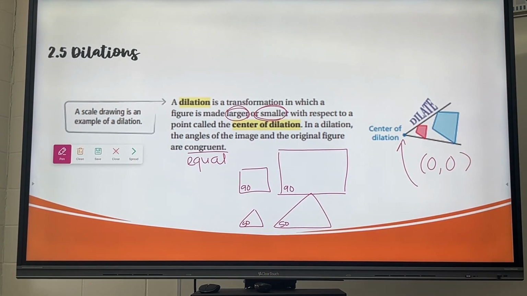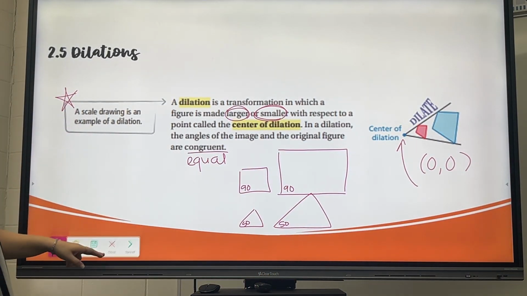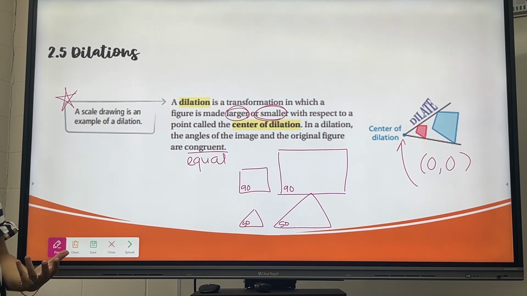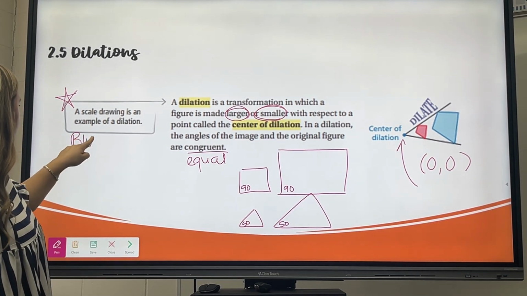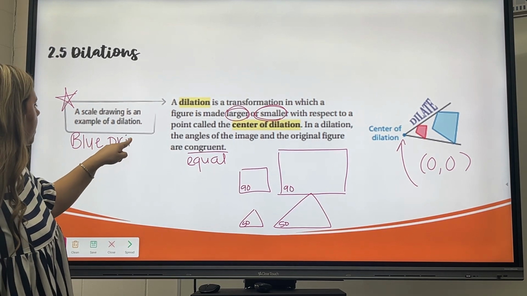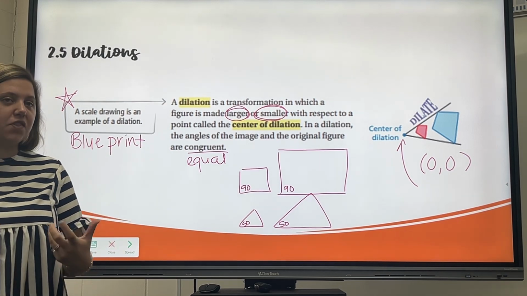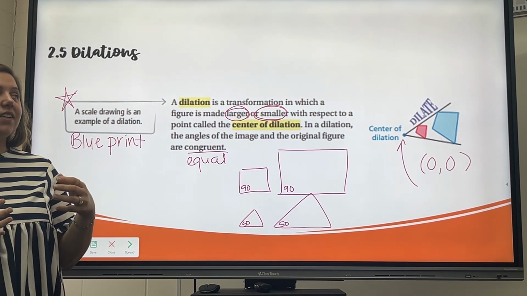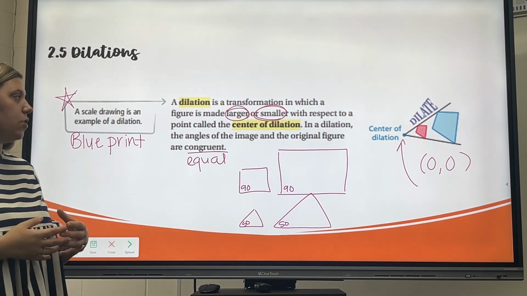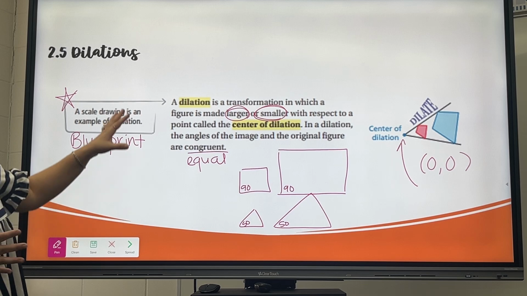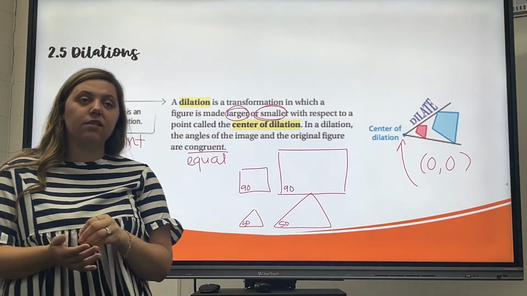One of the things that it mentions over here off to the side is that a scale drawing is an example of a dilation. So something that is relative to this is to think about a blueprint. A blueprint is a scale drawing of a house, a building, something that's going to be built, but it is not drawn in the actual scale of what is going to be built. I mean, could you imagine even just the blueprint of this? The paper would literally be the size of this, and that's ridiculous. We don't need something that size.